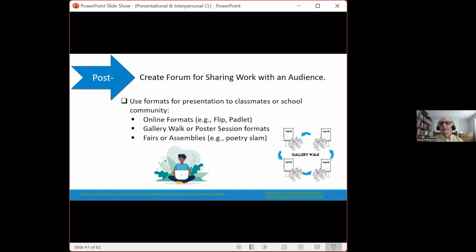You could also use chart paper and have a gallery walk, or you could have students use online formats like Flip or Padlet. You could create a fair or an assembly like a poetry slam if we're doing something at a higher level. And they could do that to present their work. Of course, this would all depend on what your expectations are. For the graffiti wall, I would do chart paper or Padlet or a combination of the two.